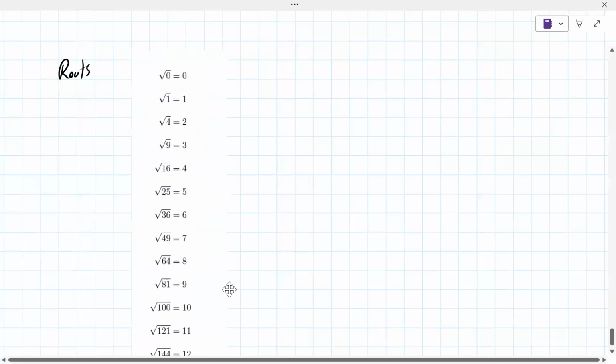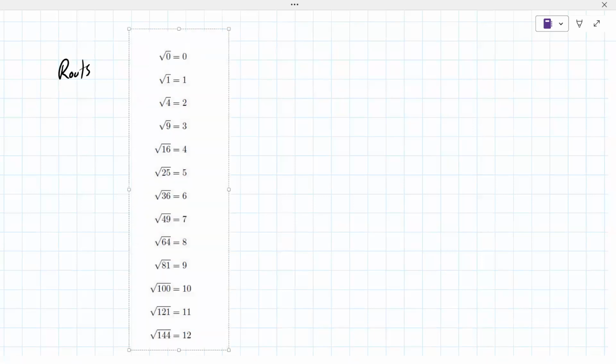I'm just grabbing a snip here. Sometimes it takes a little while. So you need to know all of these square roots. And then I mean, you can go a bunch further. It's kind of like, I don't know where to tell you to stop. You need to know some of these.